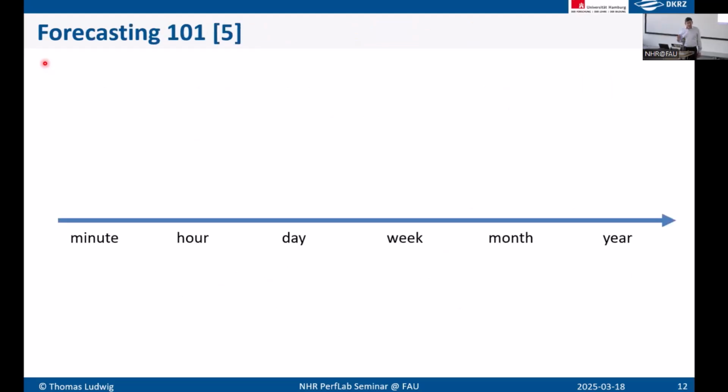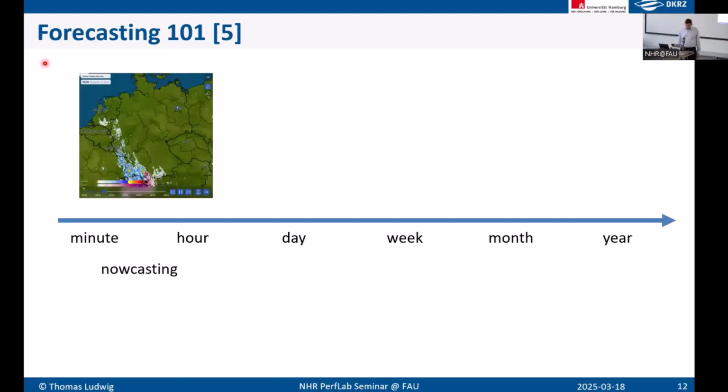So let's have a look at forecasting, how that works in general. Forecasting 101, so to say. We have the timeline here. That means the timeline tells us for how long we would like to make a forecast. So you have something that the meteorologists call nowcasting, that is between minutes and hours. That is if you have, let's say, a strong rain event, a flooding or something, where they want to know where it will spread, who will be endangered, things like that.